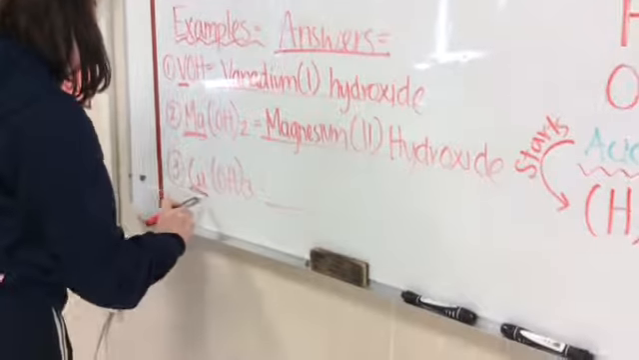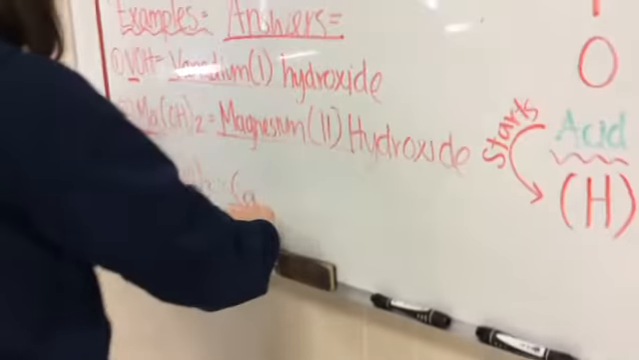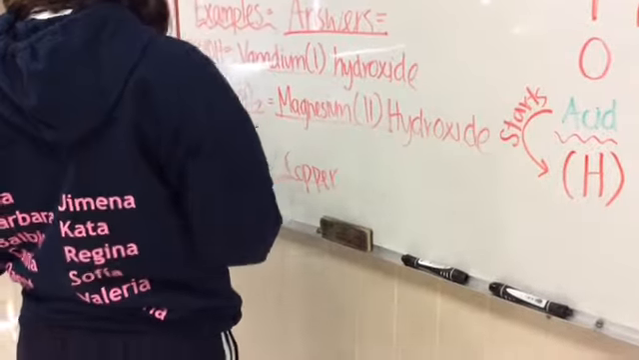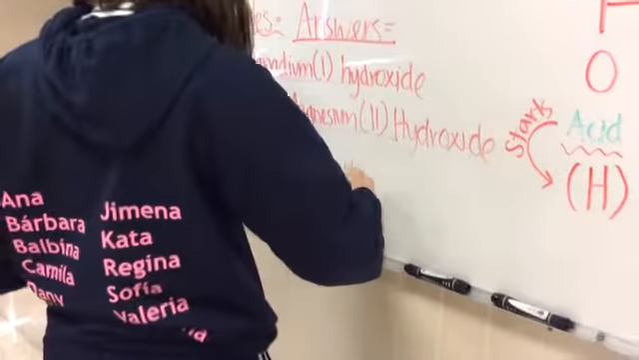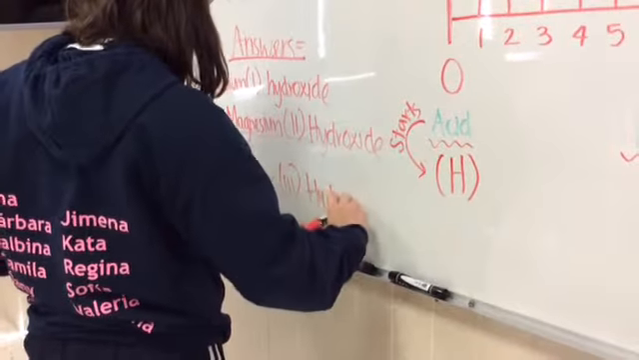The last example is Cu(OH)3. Cu is copper. And as you can see, it has a 3 next to OH. So you need to cross them, and it will have Roman numeral 3, hydroxide.